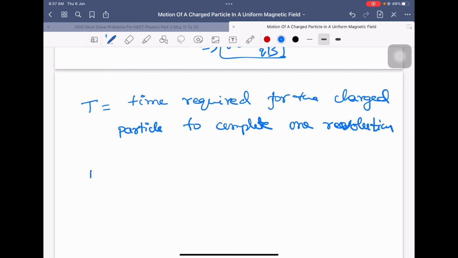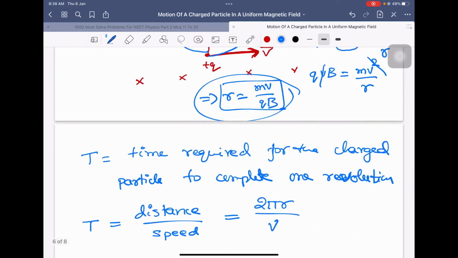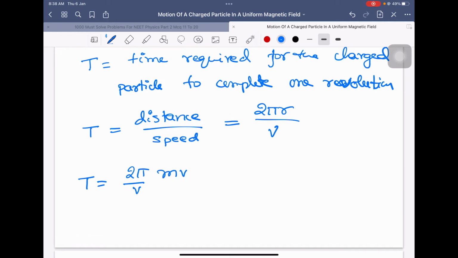So in one revolution, time is equal to distance divided by speed, correct? In one revolution, what is the distance traveled? Distance traveled will be equal to circumference of the circle, that is 2 pi r, divided by velocity. So our time period is equal to 2 pi by v into r. So we have written equation for r. What is r? R equal to mv by qB. So this v and v gets cancelled. So time period of revolution of a charged particle in uniform magnetic field is given by 2 pi m by qB.